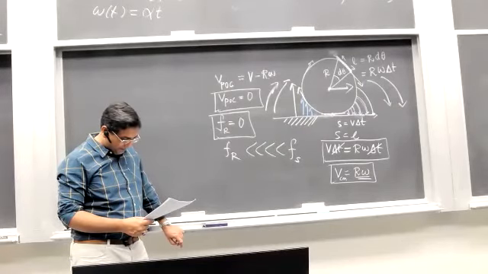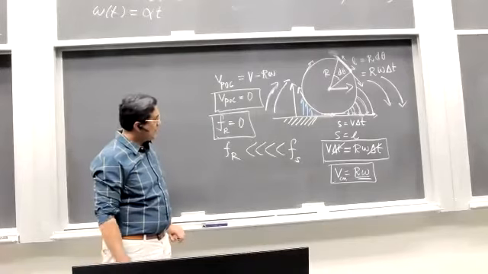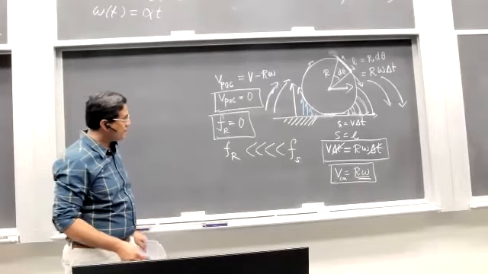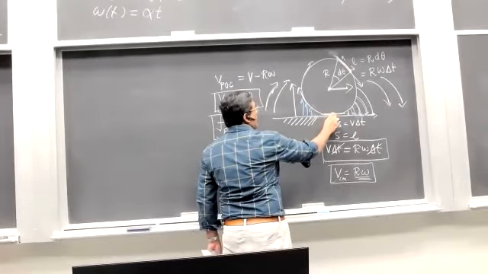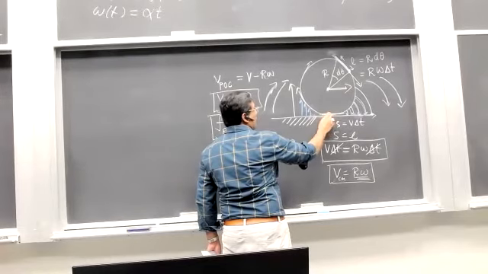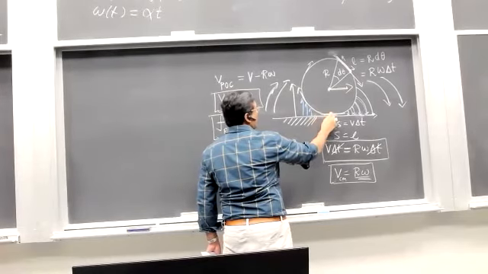Sir, can you please explain how we got that the velocity of the point of contact is equal to the velocity of center of mass minus r omega? Yes. Because at the point of contact, what is the velocity of the point of contact? It's moving in this direction, right? Tangentially with r omega. Okay.